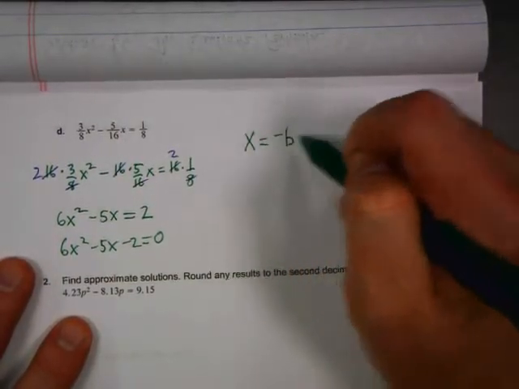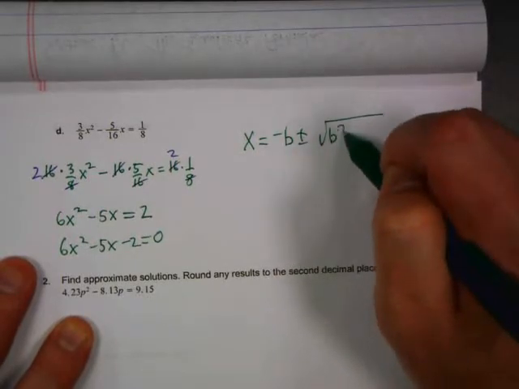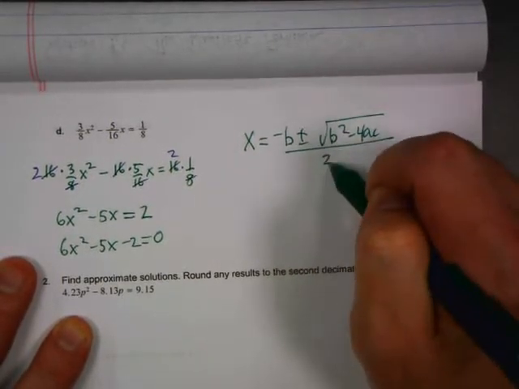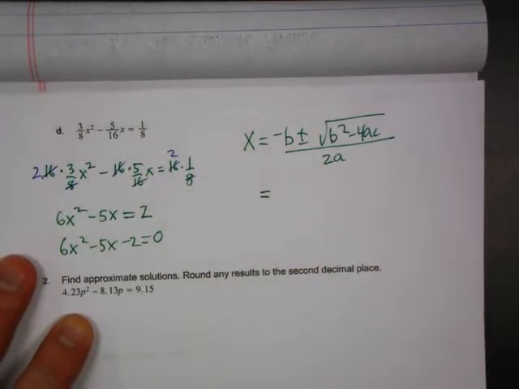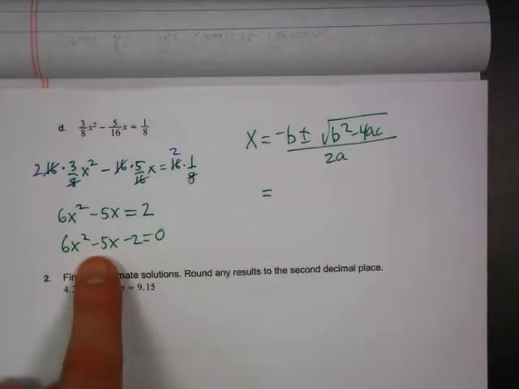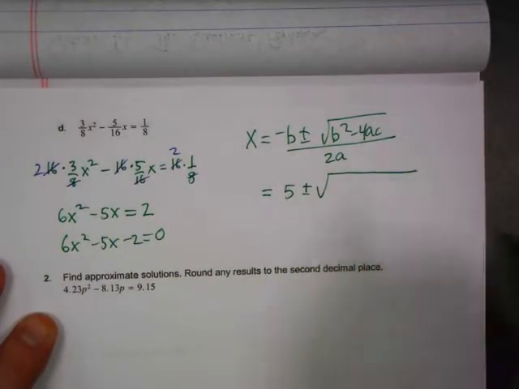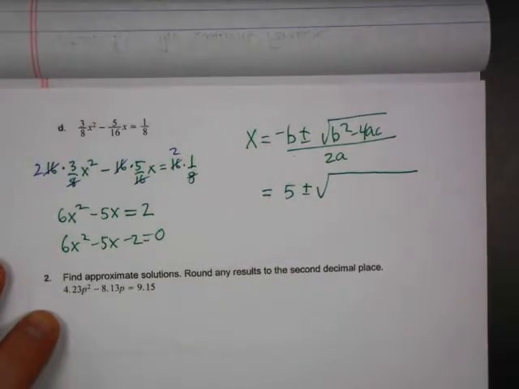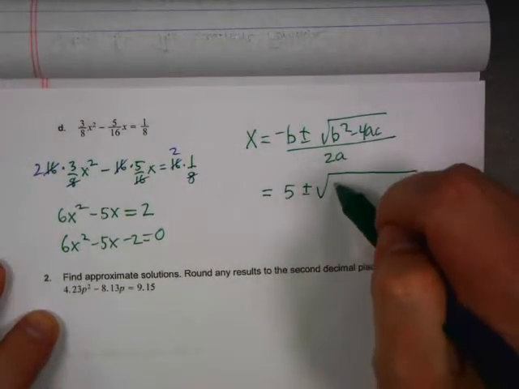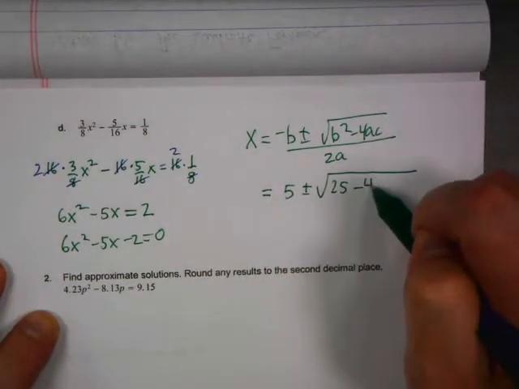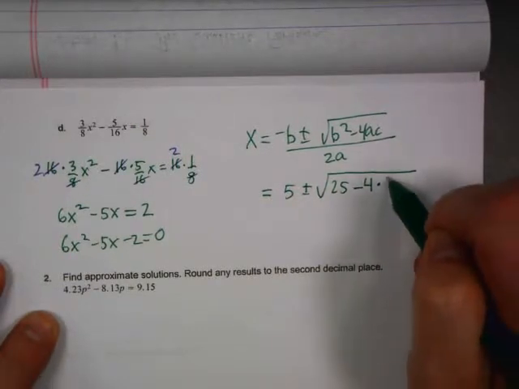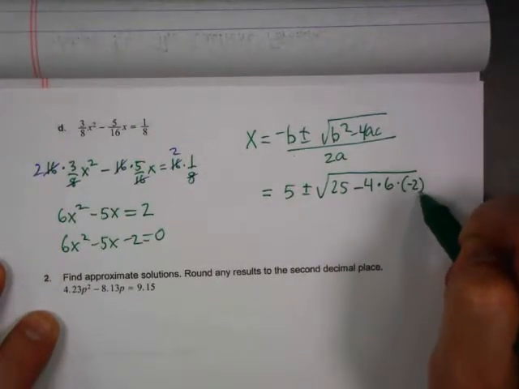x equals negative b plus or minus square root b squared minus 4ac all over 2a. What's negative b? Negative b would be 5. That's correct, because b is already negative 5, so another negative makes it a positive. That's 5 plus or minus square root of b squared, 25. Negative 5 times negative 5 is 25. Minus 4. The a number is 6. And the c number is negative 2.